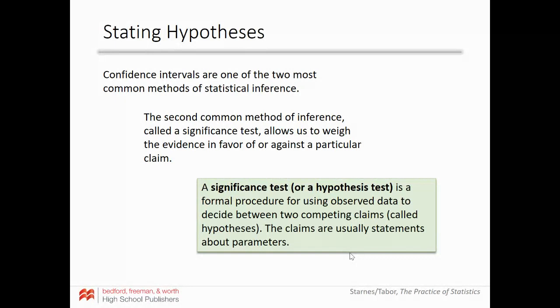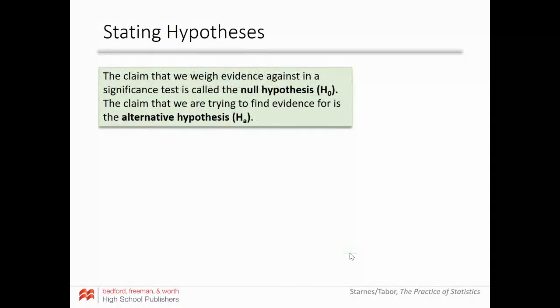and go from there. So a significance test or hypothesis test is a formal procedure for using observed data to decide between two competing claims called hypotheses. The claims are usually statements about the parameters. So the claim that we weigh evidence against in a significance test is called the null hypothesis, and it's abbreviated as H naught or H sub 0. The claim that we are trying to find evidence for is the alternate hypothesis, and it's abbreviated as H sub A.